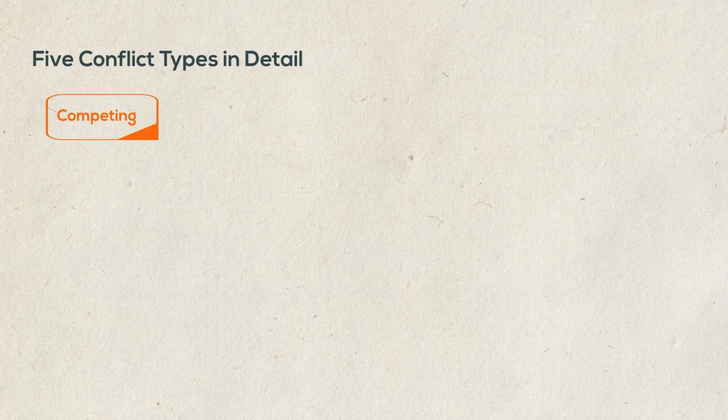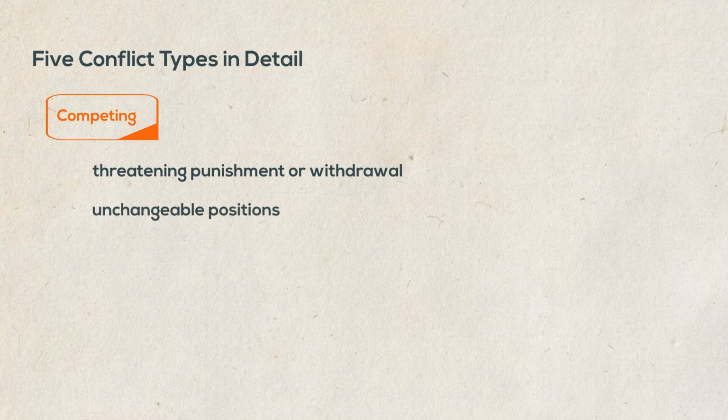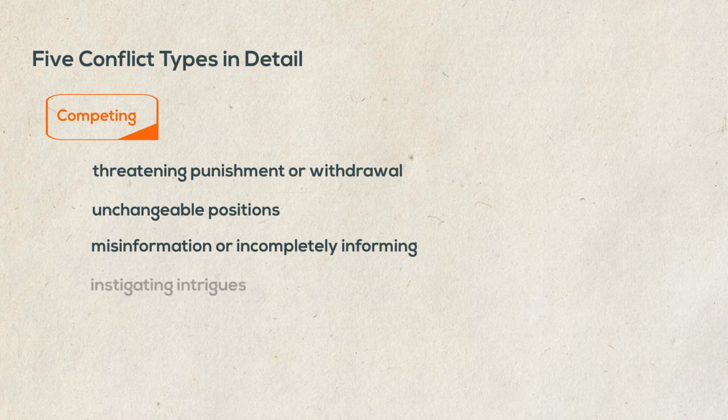Competing. Competing is when the prevailing behavior is characterized by threatening punishment or withdrawal, committing to unchangeable positions, misinforming or incompletely informing the other side, instigating intrigues and building coalitions, etc. Let's have a look at a situation in which Mr. Alexander is competitive.